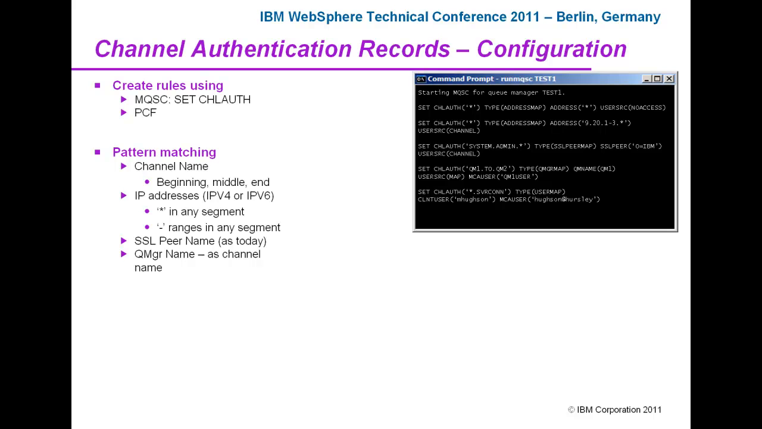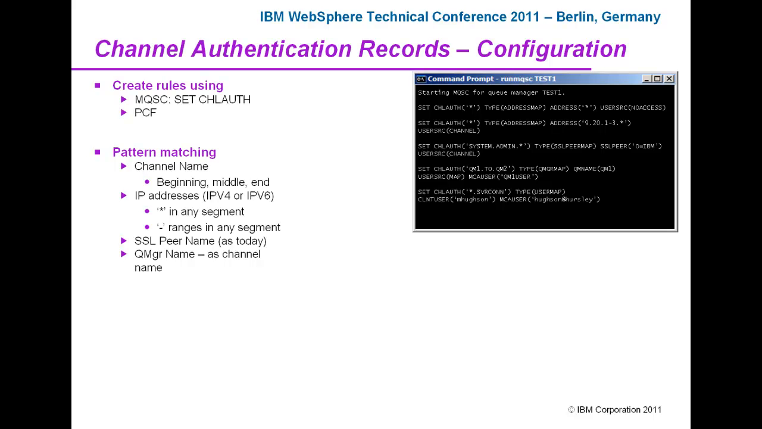Here's another example that doesn't say user source map and also shows you that anything that you could put in the MCA user field in the channel definition of previous releases, you can put in the MCA user field for the channel auth rules. So if you're in a domain, you can have a fully domain qualified user, MCA user, to be set on that channel as well. And that's an example of mapping from client user.